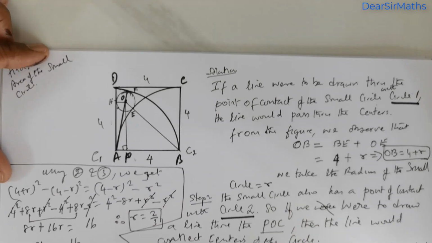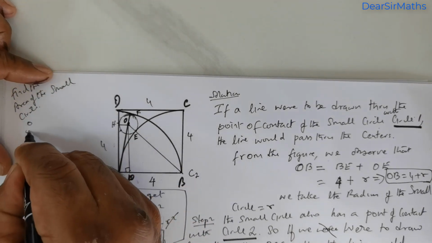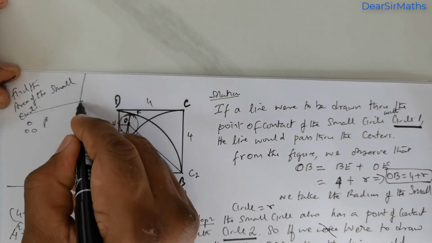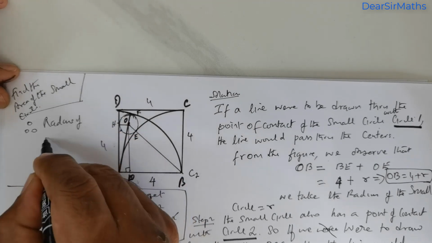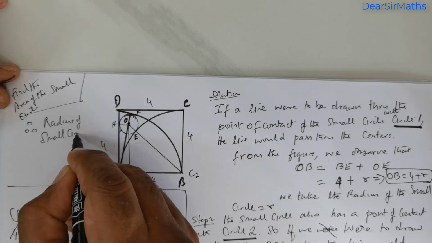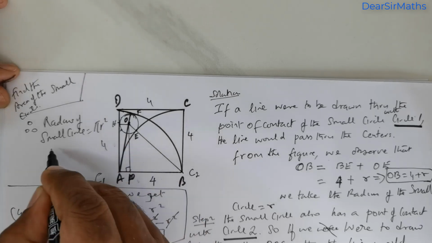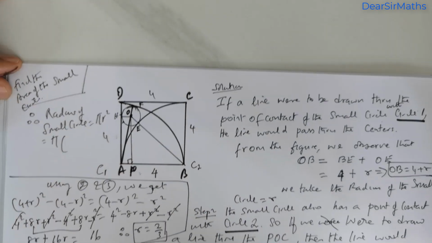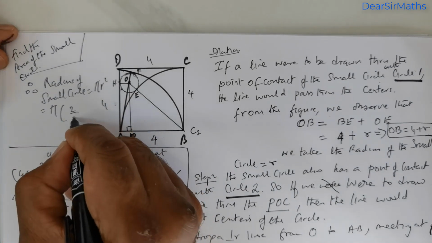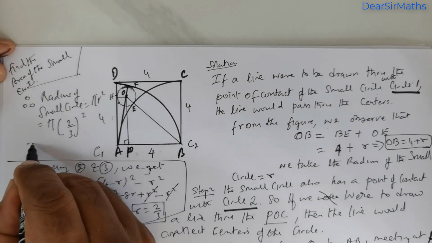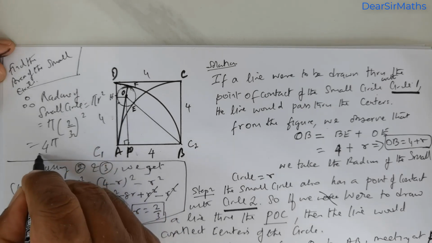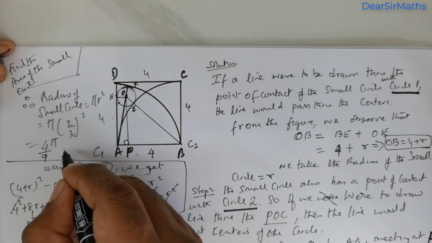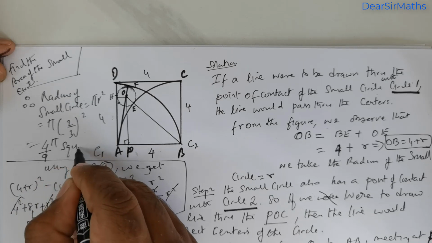Now we need to get the area of the small circle. So therefore I'm using this part of the page. Area of small circle is equal to pi r squared, which is equal to pi times 2 over 3 squared, which is equal to 2 squared is 4, 3 squared is 9, so 4 over 9 pi square units.